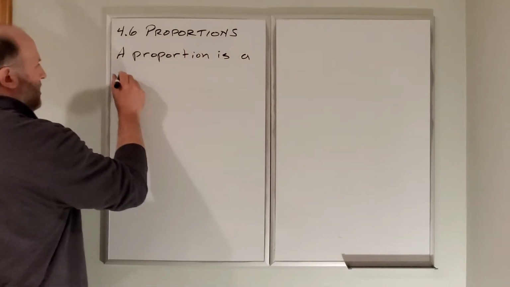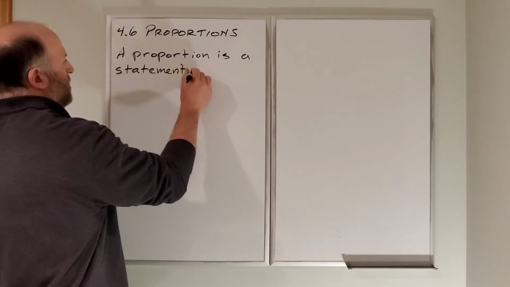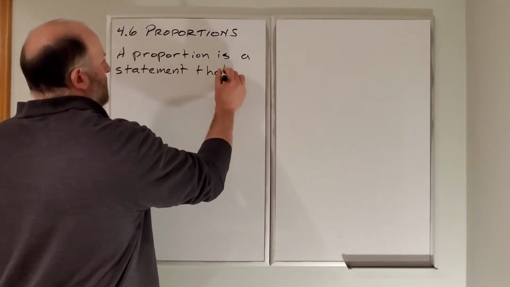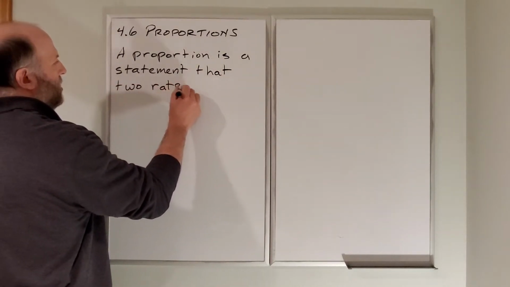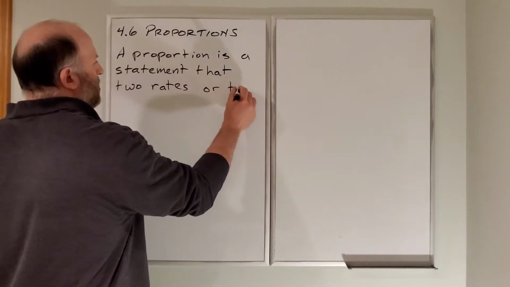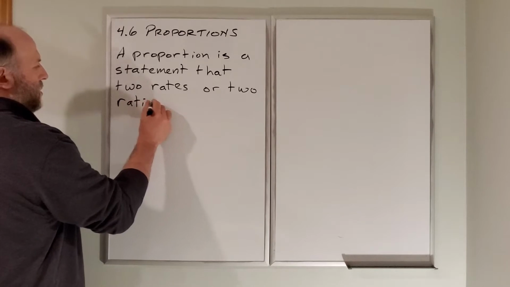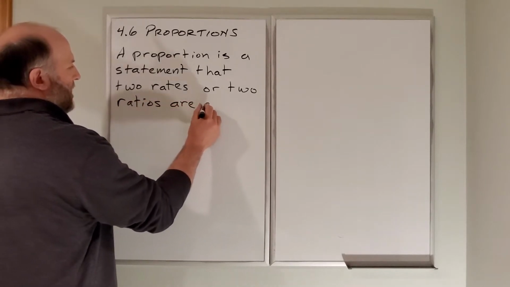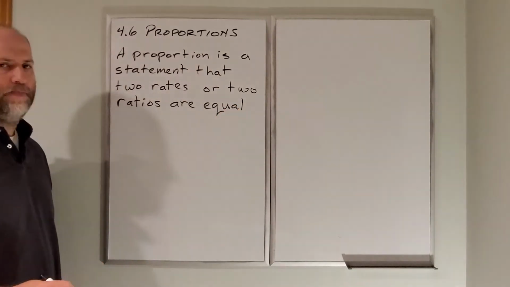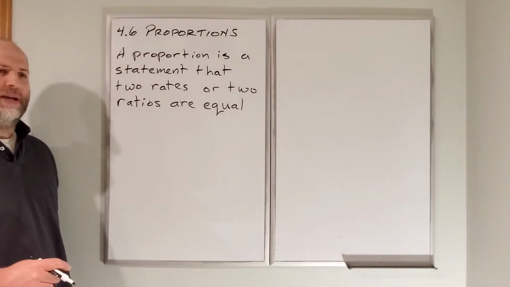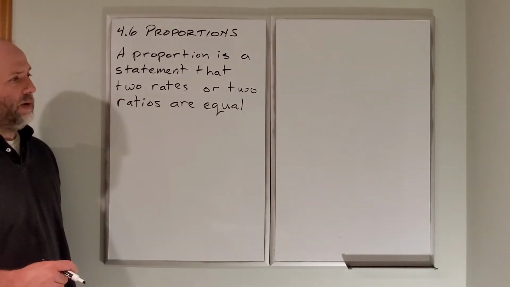is a statement that two rates or two ratios are equal. Okay. So a proportion is a statement that two rates or ratios are equal.